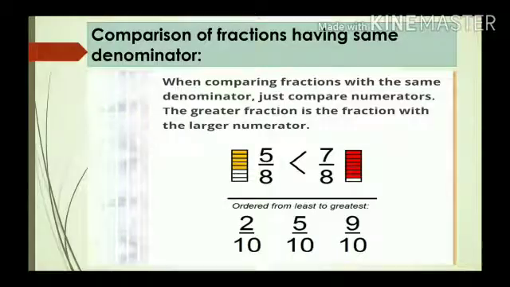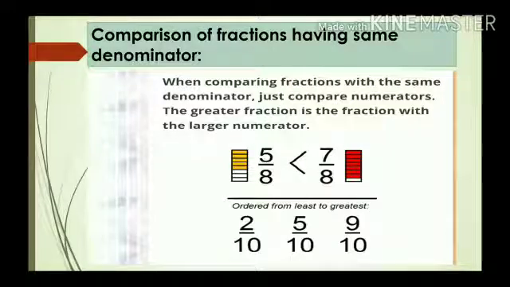Now, comparison of fractions having the same denominator. When we compare fractions with the same denominator, we just have to compare the numerators. The greater fraction is the fraction with the larger numerator. You can see in this example, 5 upon 8 and 7 upon 8. We just compare the numerators to see whose numerator is greater. So we can say 7 upon 8 is the greater fraction.